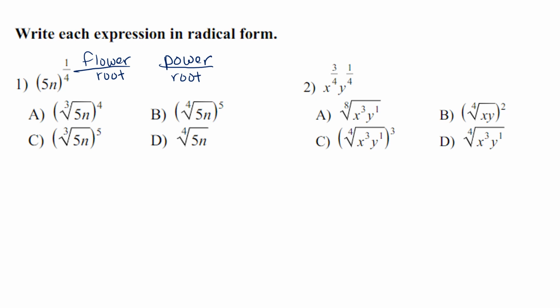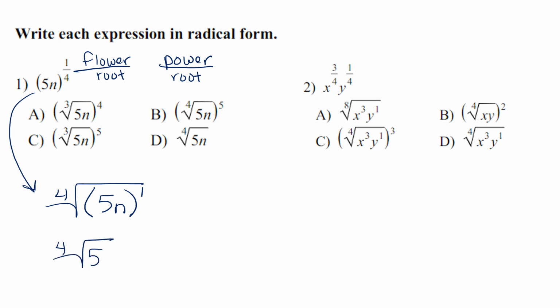So in order to rewrite 5n to the 1/4, the entire thing is in parentheses. So that means I'm going to take the 4th root of the entire quantity, 5n, and raise it to the first power. You don't have to put the first power there, but I just wanted you guys to see that. It can also be written how you see in a couple of other examples, where the parentheses are on the outside and the power is outside of your parentheses. So number 1 should be D.